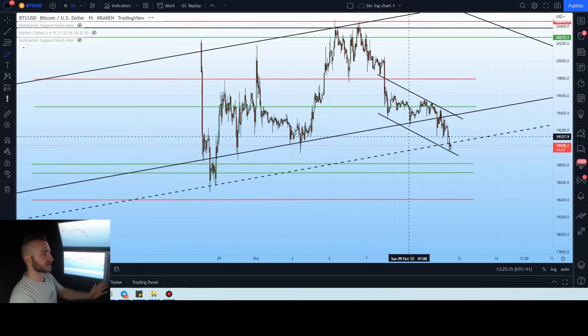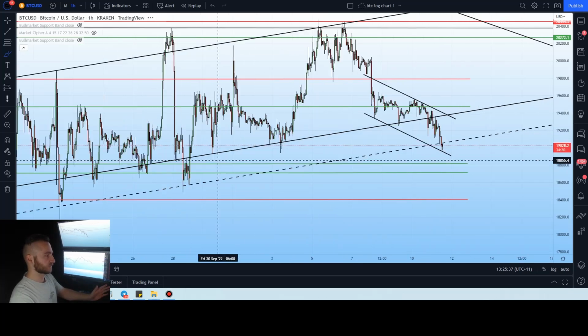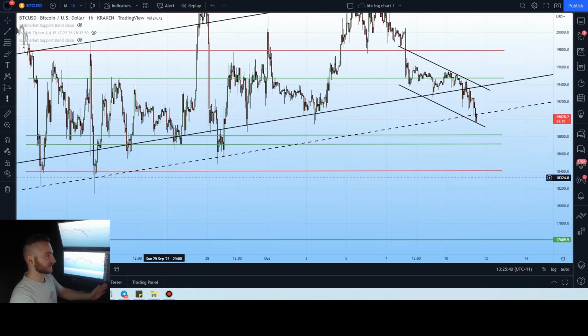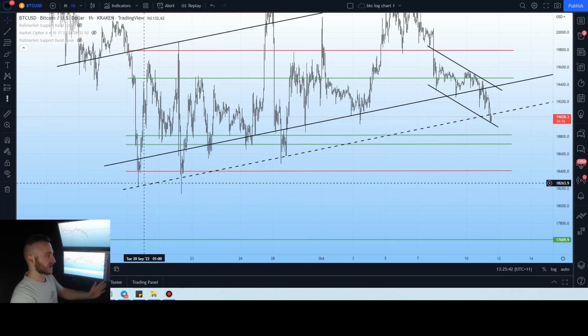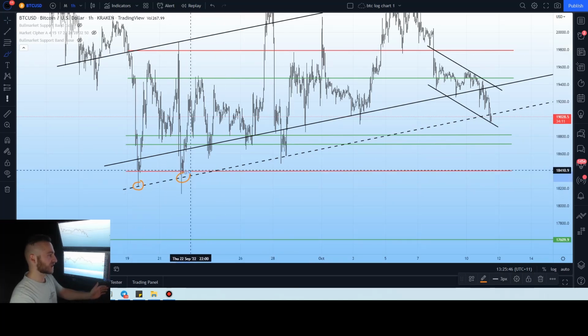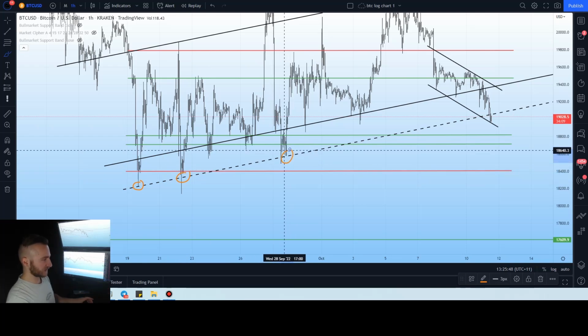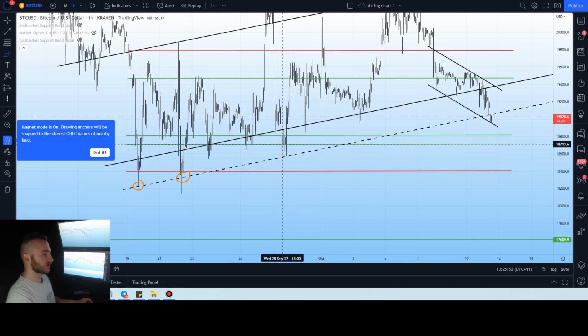So obviously we've broken down from this range, this uptrending support, and we've found a temporary support over here. We've got this diagonal line that we extend across. You can see we've had a few retests on this point. And like I said this entire time, this rising channel is a very messy rising channel. We've got a lot going on in the market over here.